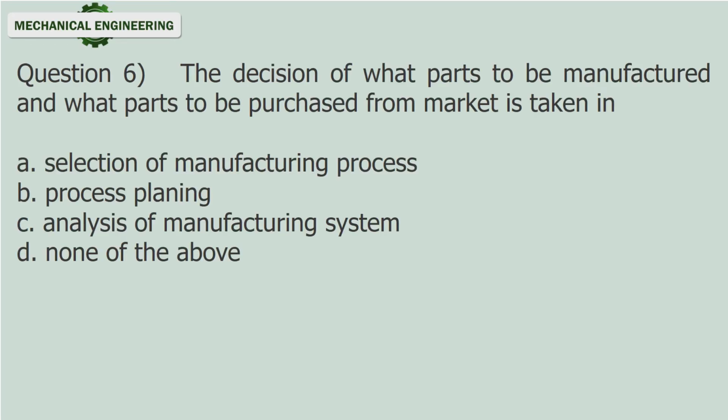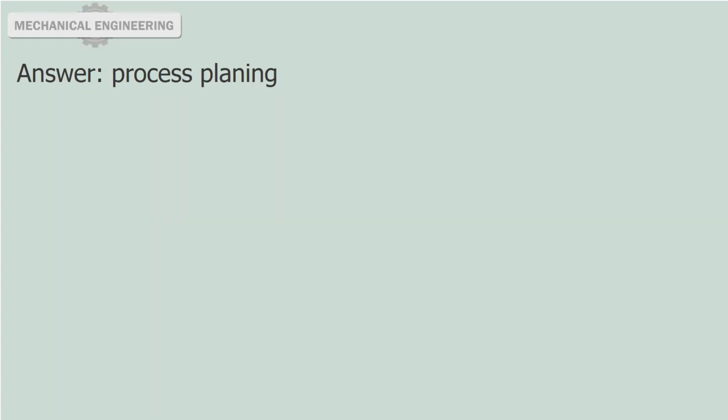Question 6. The decision of what parts to be manufactured and what parts to be purchased from market is taken in A. Selection of manufacturing process. B. Process planning. C. Analysis of manufacturing system. D. None of the above. Answer: process planning.